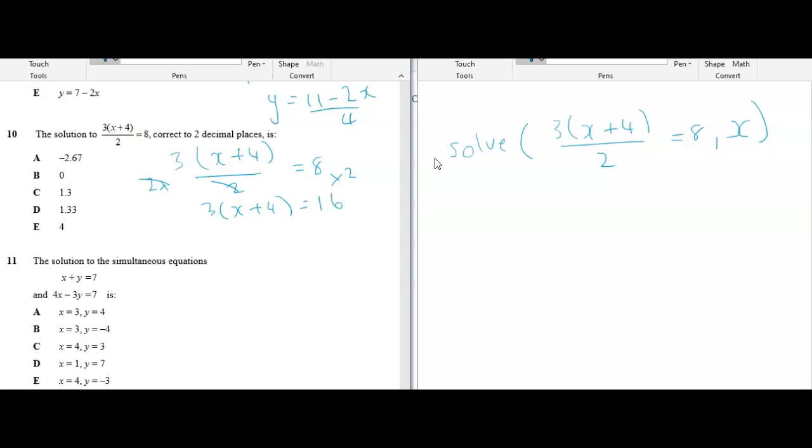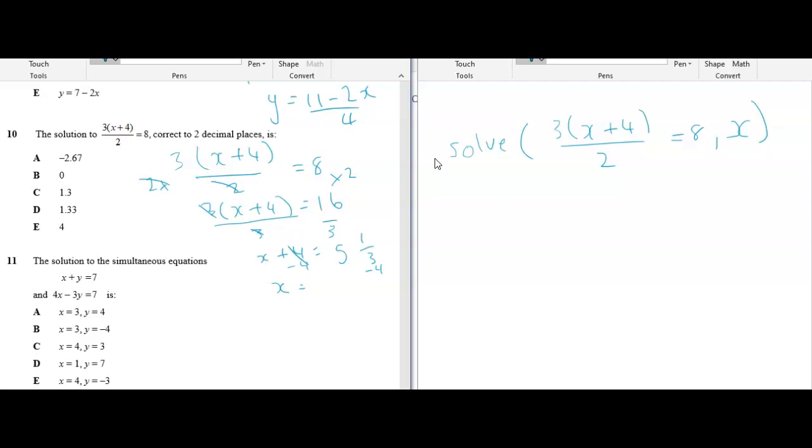Then 8 times 2 is 16. Now I've got to get rid of that 3. Now I don't like questions like this where they don't work out nicely, so I'm just going to leave this as a fraction and then deal with it later. So 3 goes into 16 5 times with 1 remainder. And then, subtract 4 from both sides.